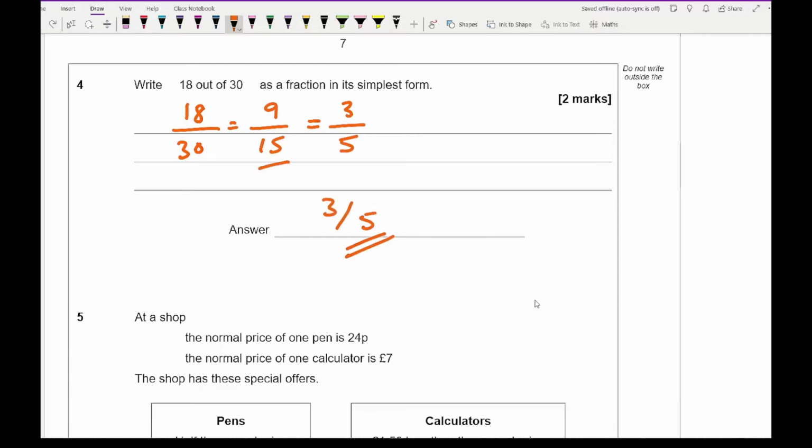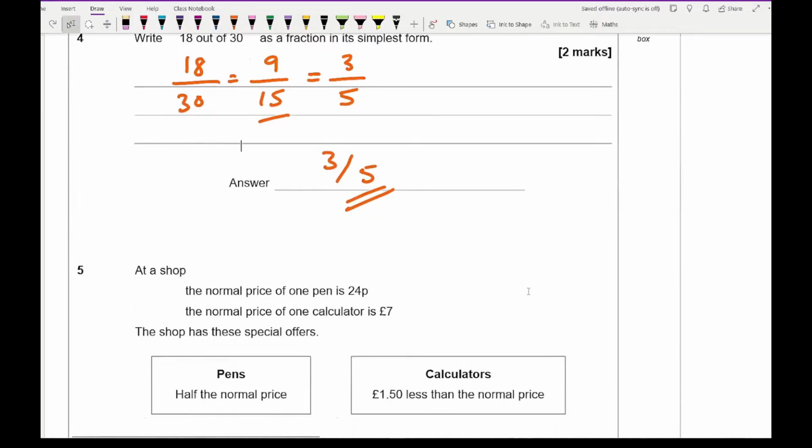Now if I did write 9 over 15, yes, I've simplified it, but I've not simplified it fully. So if I did write 9 over 15, I'd get 1 mark. So for full marks, you would need to write 3 over 5.